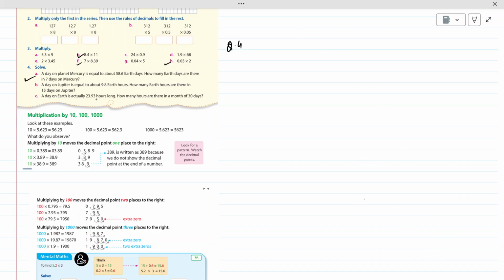Moving to the last question, a day on the earth is actually 23.93 hours long. How many hours are there in a month of 30 days? This question is also very easy. We know that one day on earth is equal to 23.93 hours. I'm writing this in H. And then question is, how many hours are there in 30 days? Okay, so how we can do? Just cross multiply.